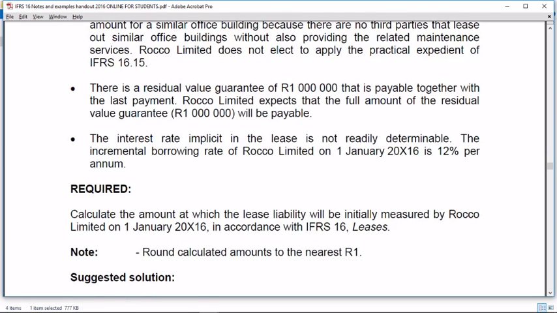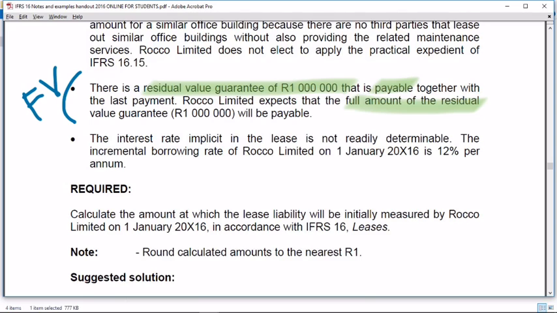There is also a residual value guarantee amount of R1 million that is payable together with the last payment by Rocco Limited. Rocco expects that the full amount of the residual value guarantee will be payable. This is just a different way of communicating what the amount payable under the residual value guarantee is. And that is again for purposes of determining your future value.